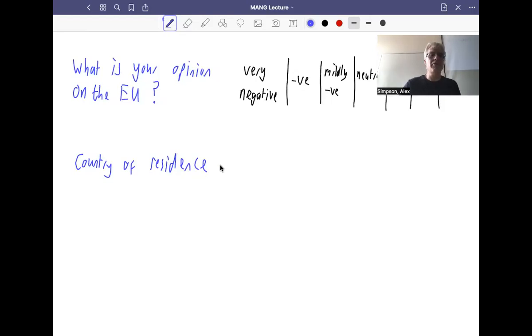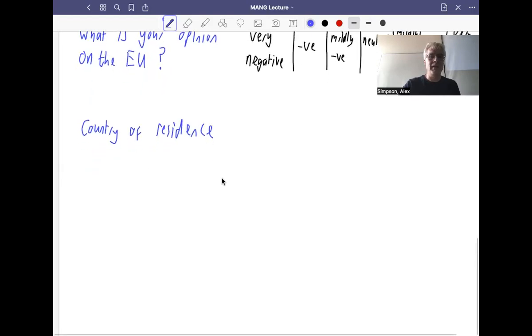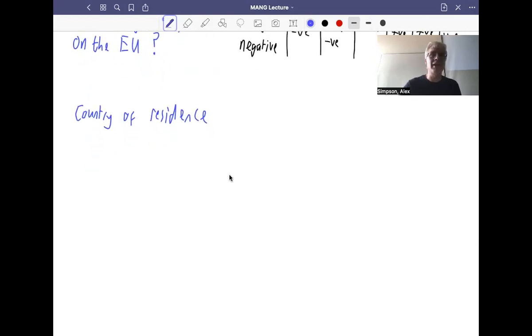But it might be interesting as well what the nationality of the answerer is, so of the person giving the answer, not just their country of residence. So for example, my country of residence is Slovenia, but my nationality is, well, it's not an EU nationality, but nonetheless, I live in an EU country, but I have now a non-EU nationality, which is British. So we might also ask the nationality.